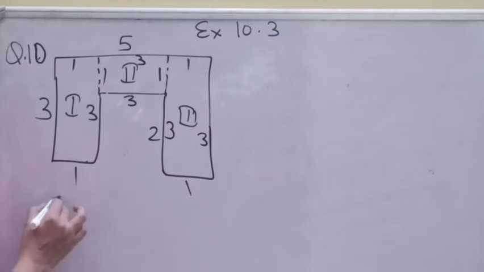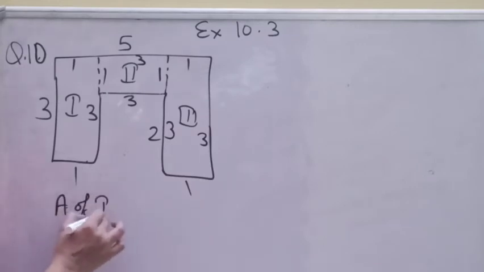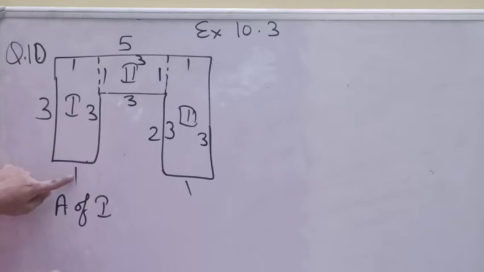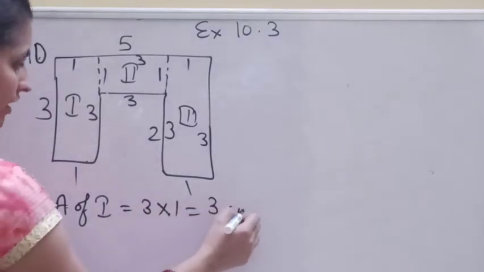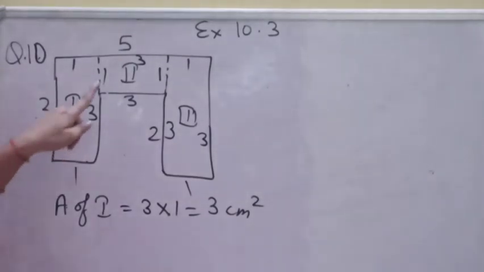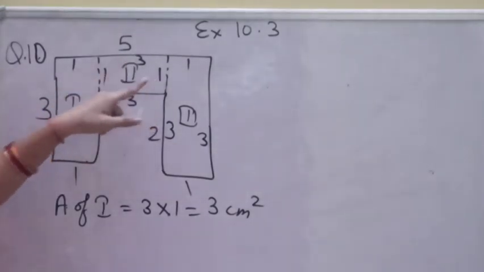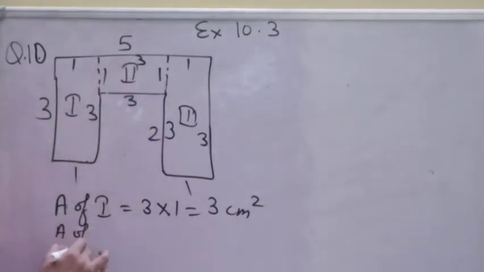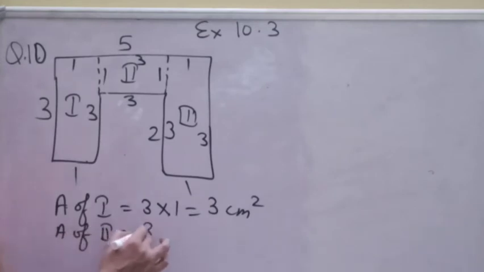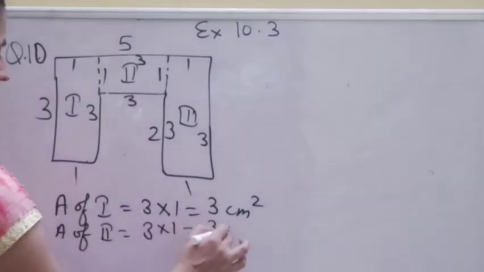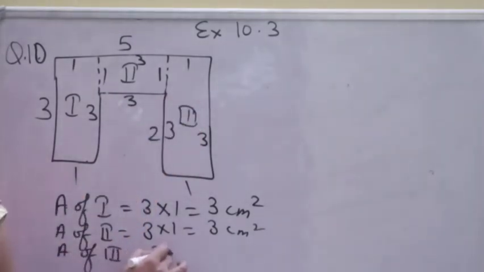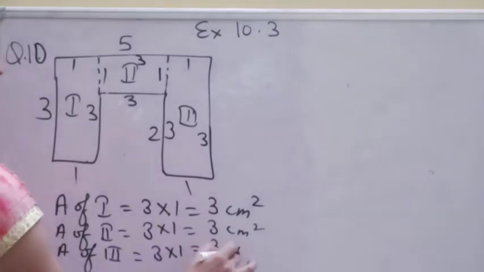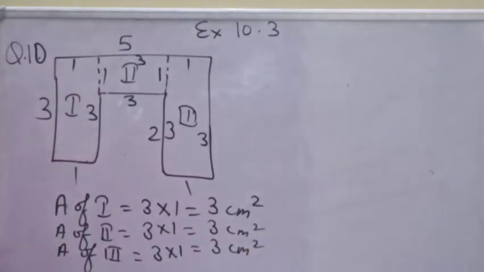Now area of first, 3 into 1, unit is centimeter, so centimeter square. For second, sides are again 3 and 1. So area of second 3 into 1, that is also 3 centimeter square. Then area of third, that is also 3 into 1, 3 centimeter square.